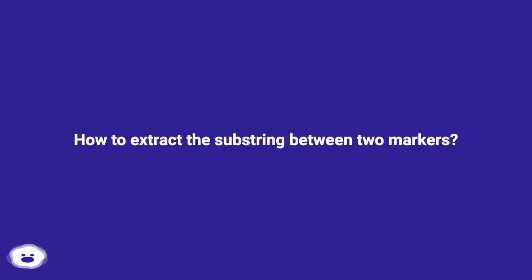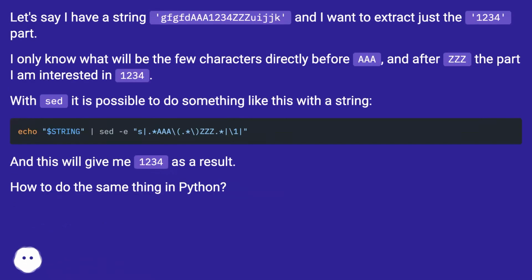How to extract the substring between two markers? Let's say I have a string def-tf to 1234 sousp and I want to extract just the 1234 part. I only know what will be the few characters directly before AAA, and after Z the part I am interested in, 1234. Was said it is possible to do something like this with a string.